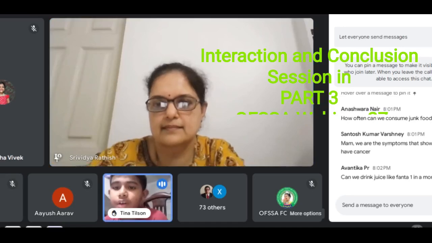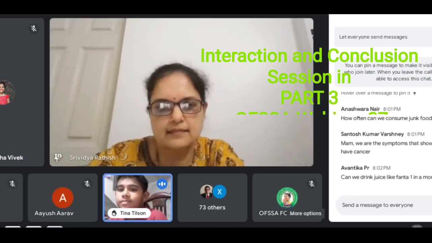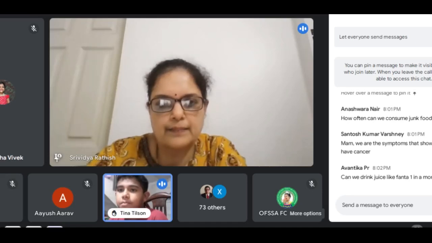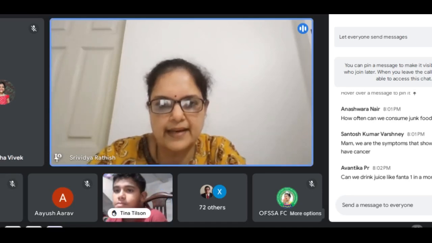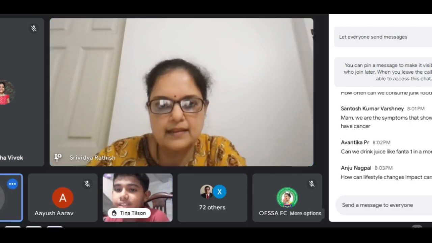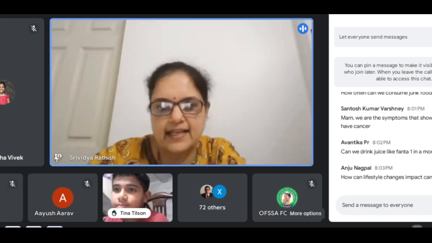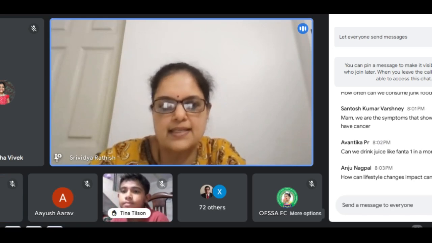Is green tea good for kids? Please repeat the question, dear. It's about green tea, I think. Green tea, yes. Green tea has two anti-cancer compounds. One is polyphenols and one is catechins. Both of them are antioxidants, so it is better than normal tea.